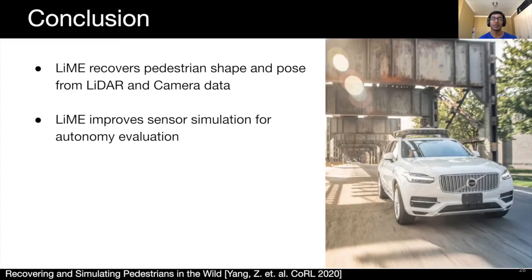In summary, we propose LIME to recover and simulate pedestrians from real-world data. LIME generates pedestrians at scale in a cost-effective manner, and we demonstrated LIME pedestrians have improved reconstruction and are useful in simulation for autonomy system evaluation.